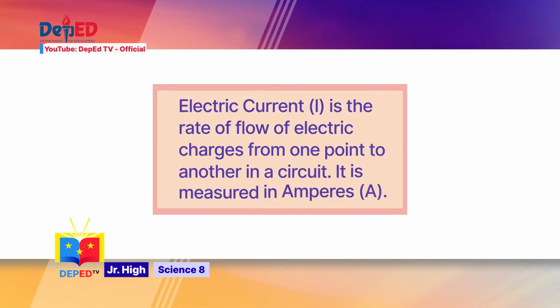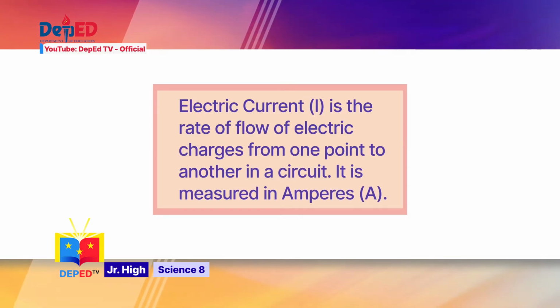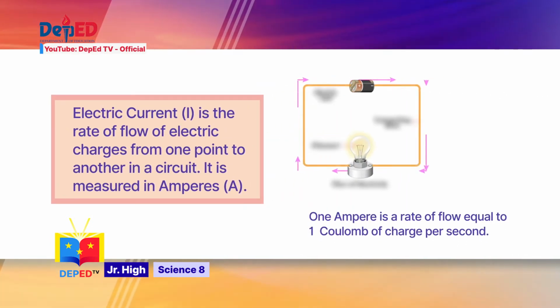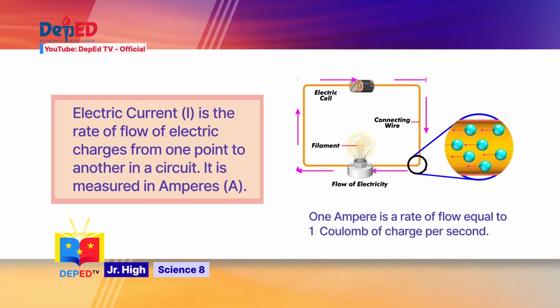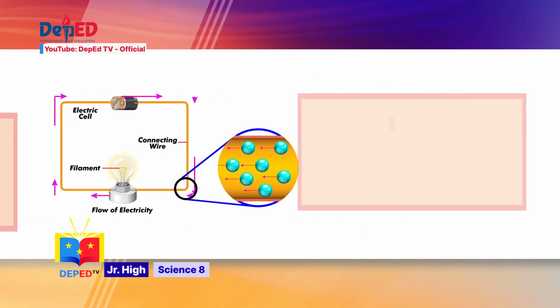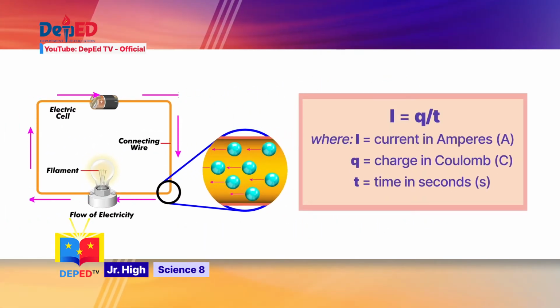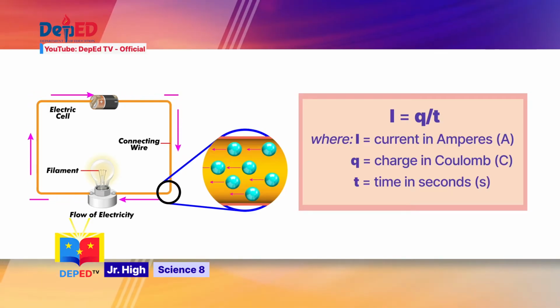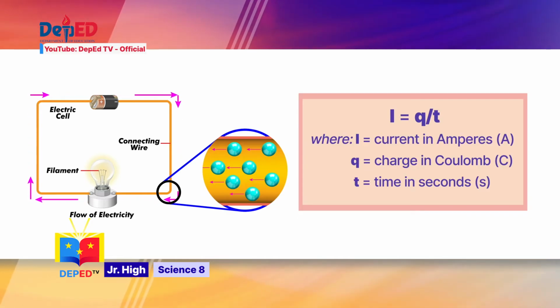Electric current is the rate of flow of electric charges from one point to another in a circuit. It is measured in amperes. 1 ampere is a rate of flow equal to 1 coulomb of charge per second. Basically, the current is caused by the movement of electrons. Mathematically, electric current is given by I = Q/T, where I stands for the current in amperes, Q, charge in coulombs, and T, time in seconds.